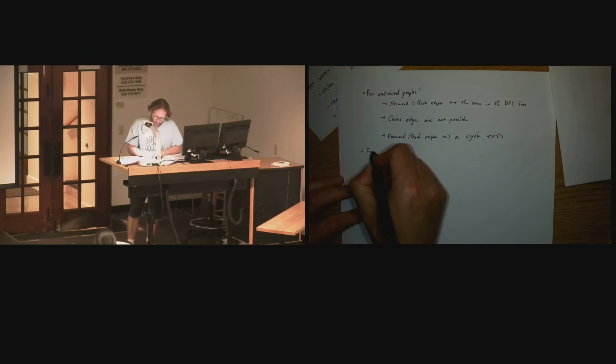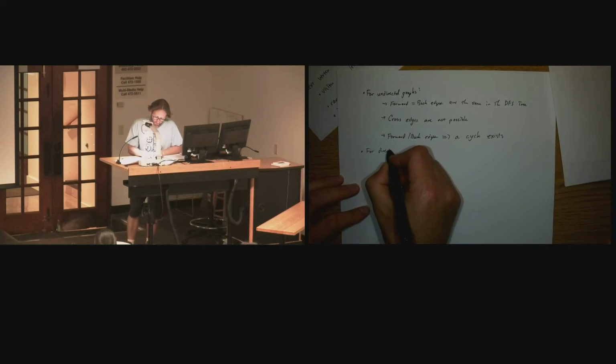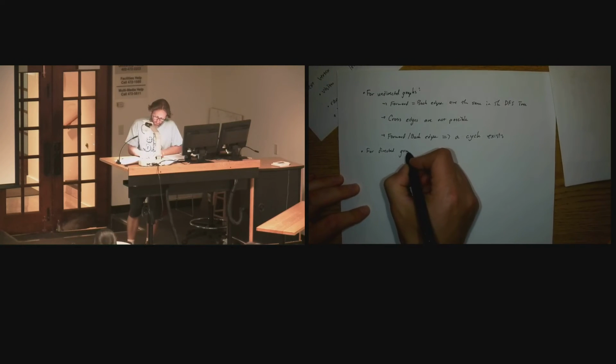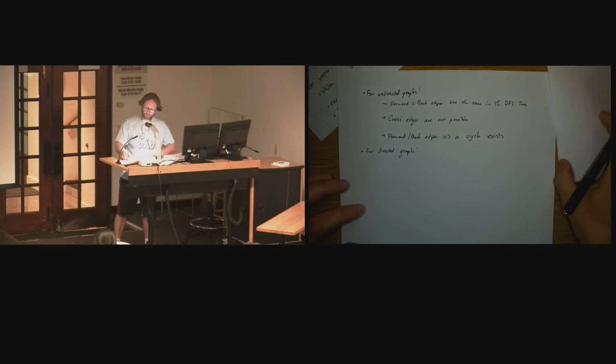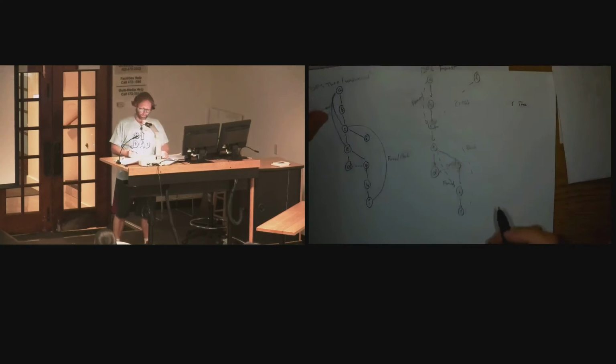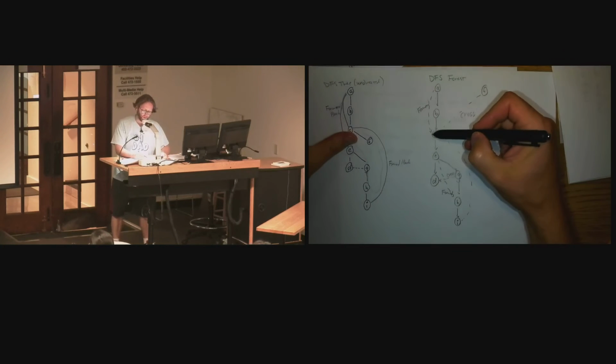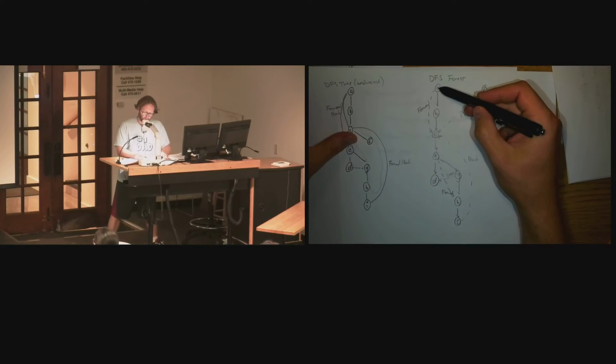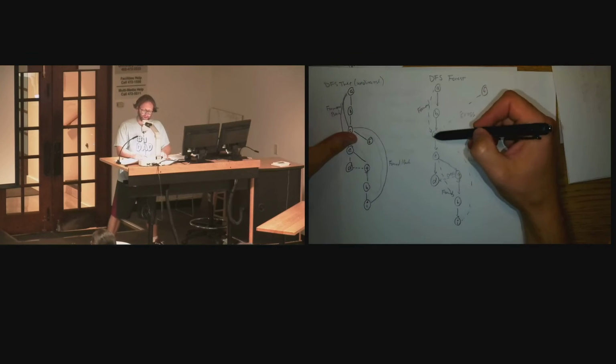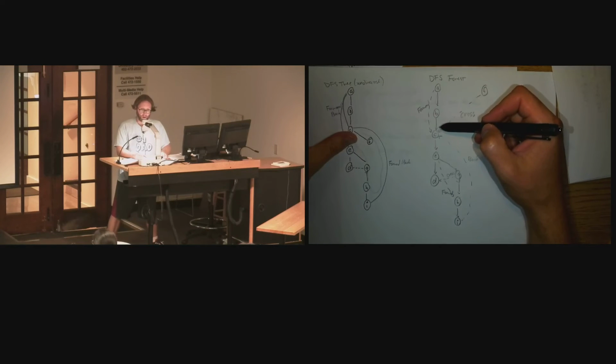For directed graphs, is that true for directed graphs? Does a forward edge imply a cycle? Is there a cycle here between A, B, and C? Is that a cycle? Nope. Cycles in directed graphs have to be directed cycles. So forward edges don't imply that.